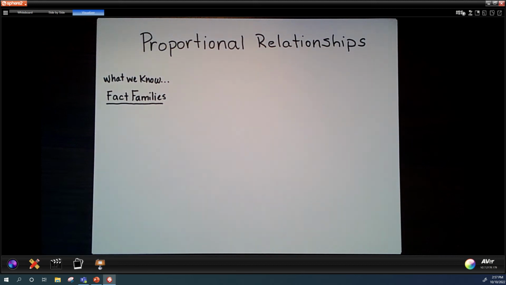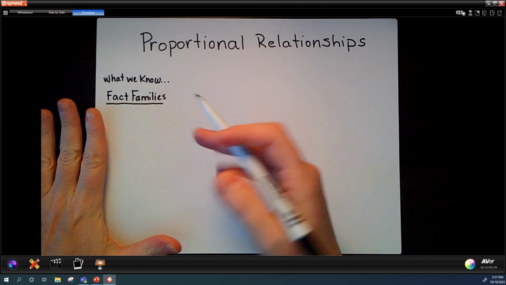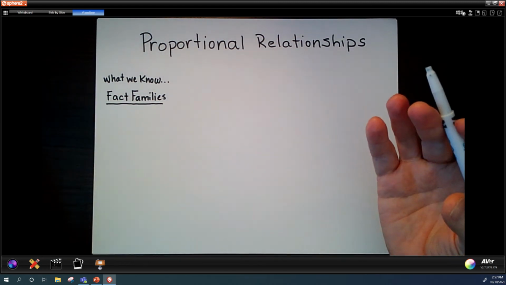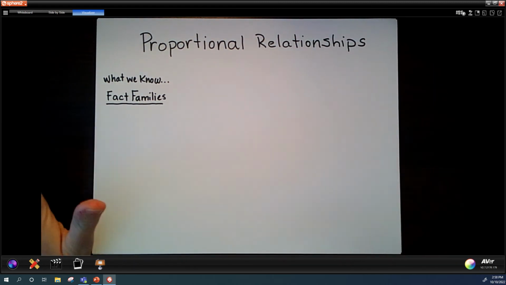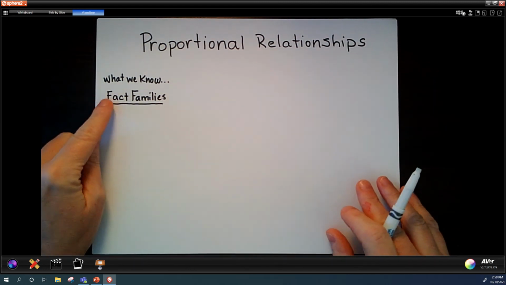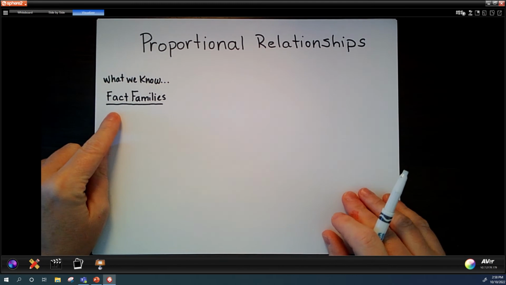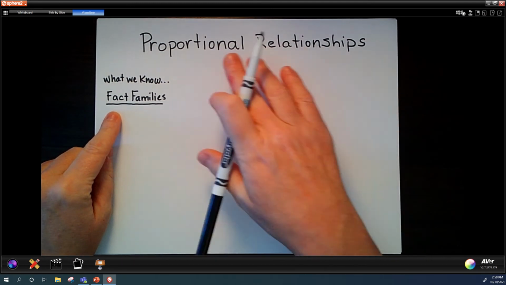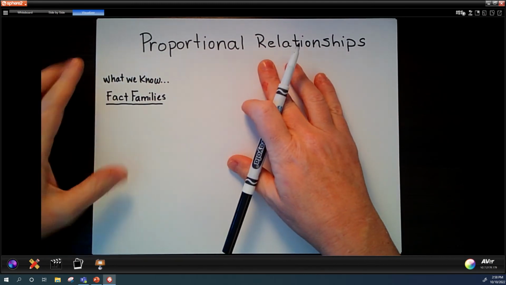Okay, so now that we are a couple days into proportional relationships, I want to summarize how tables work, because some of you are still having a little trouble, but that's okay. We're going to talk a little bit about what we already know about fact families, which can help us with how proportional relationships work.